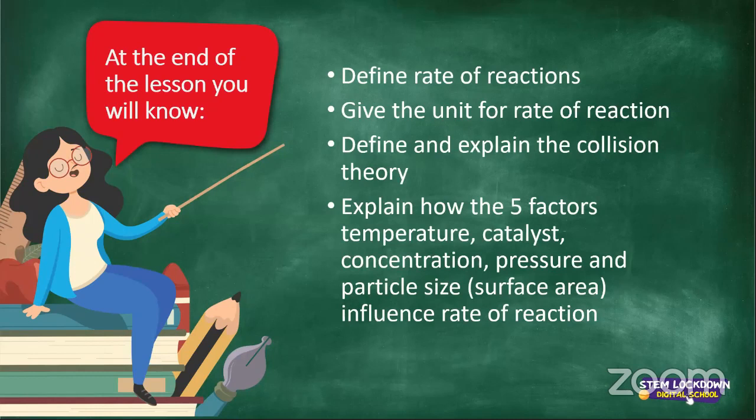You'll give the unit for rates of reactions, define and explain the collision theory, which is really important for your explanations, those long questions that you get in the paper, and then explain how the 5 factors, temperature, a catalyst, concentration, pressure, and surface area, so I explain it using particle size, and you'll understand why when we get there, influences the rate of reaction.